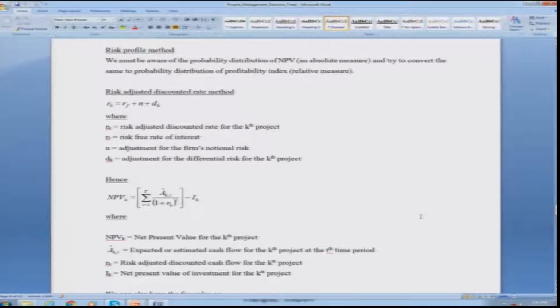So, hence the suffix A, K is for the project, T is for the time, and in the denominator you have, if you look, exactly the same formula we have discussed a few slides back or in one of the classes, where R K is the risk adjusted interest rate and T is the time period.